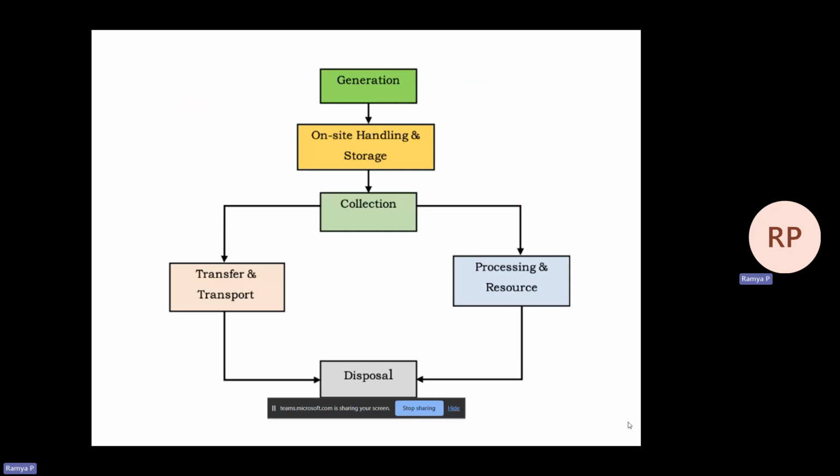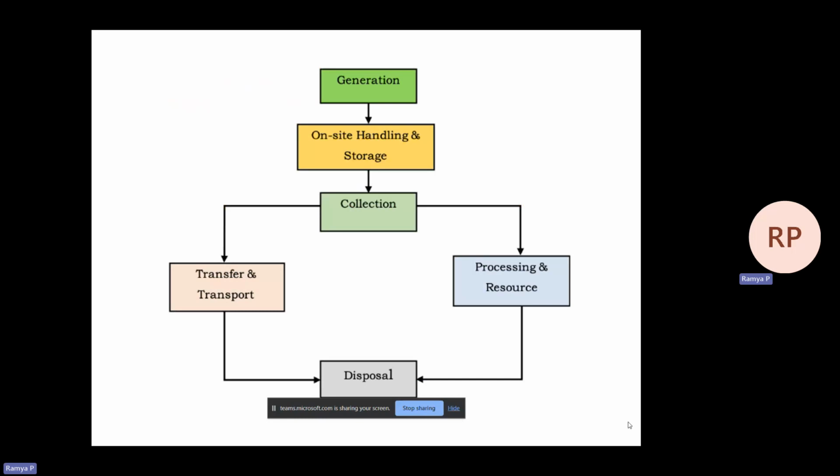Okay, next we'll move on to the flow chart, which gives you all the six fundamental or functional elements of solid waste. First, we speak about the generation, where exactly the waste generation is taking place, and once the waste is generated, the on-site handling and storage has to take place. Handling means collecting the solid waste. After collecting, it has to be stored in a particular location.